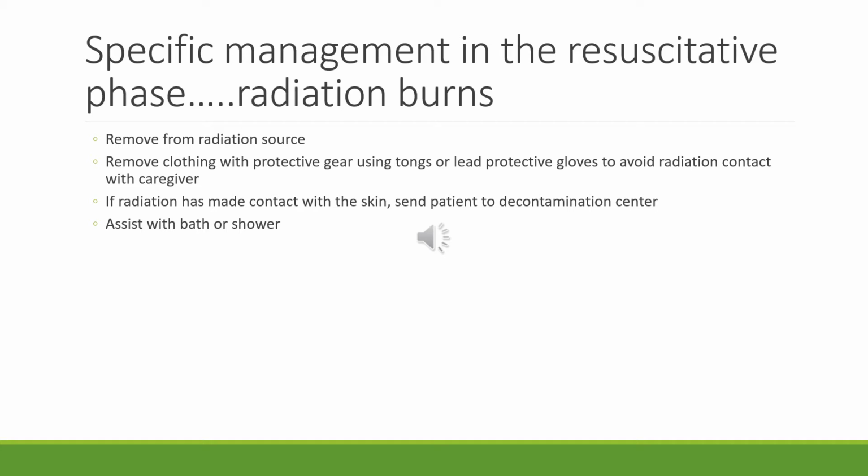With radiation burns, the things that we need to do are remove the radiation source, and also remove the clothing that the patient might have on. We need to make sure that we are utilizing protective gear such as tongs or lead protective gloves, and that will help avoid radiation contact with a caregiver. If the radiation gets on the skin, we need to make sure that our patient gets sent to a decontamination center for proper care, and then they will need to be assisted with bathing or a shower to get their skin free of the radiation.